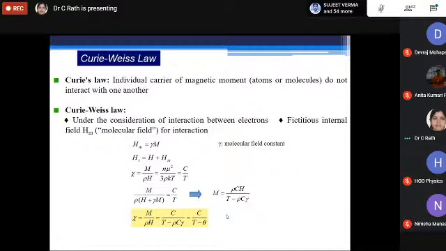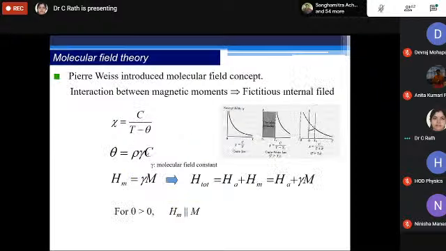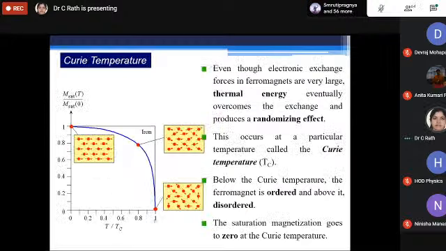So theta decides the strength of the interaction, while the Curie constant gives the magnetic moment of the material. From the Curie constant one can find the magnitude of the moment, and theta gives the strength of the interaction. When a ferromagnetic material is heated, there is a transition above a certain temperature to a paramagnetic state. That transition temperature is known as the Curie temperature, TC. Above the Curie temperature, it is like a paramagnetic material.